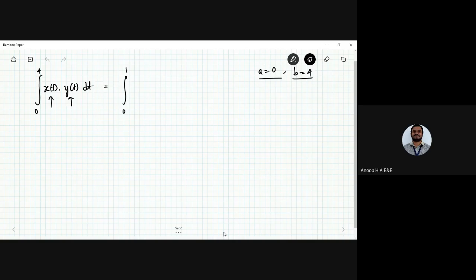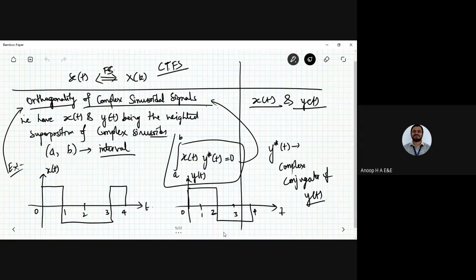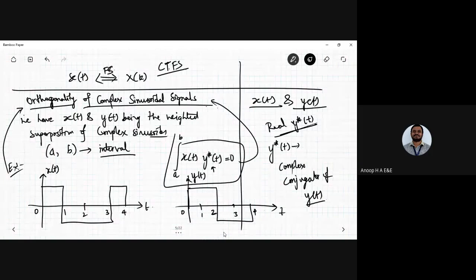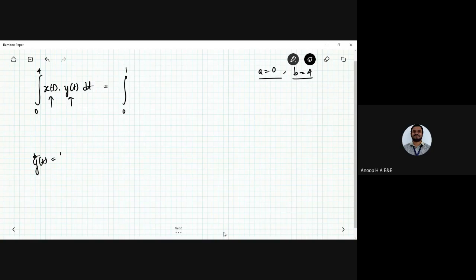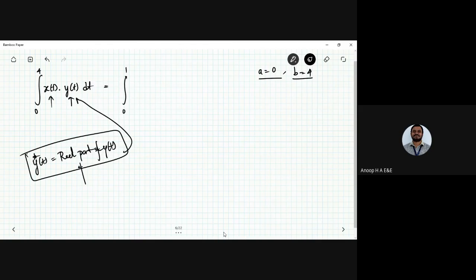What is its value from 0 to 1 if I need to take x of t and y of t? I have taken here y of t, that is y star of t, sorry. That would be the real part of y star of t. Why is it the real part of y star of t? Can anyone tell me? Why did I write it as integral a to b x of t into y of t? This y star of t in the given waveform is considered to be the real part of y of t. There is no imaginary part present, and that's the reason why I am taking this y of t in the integral.